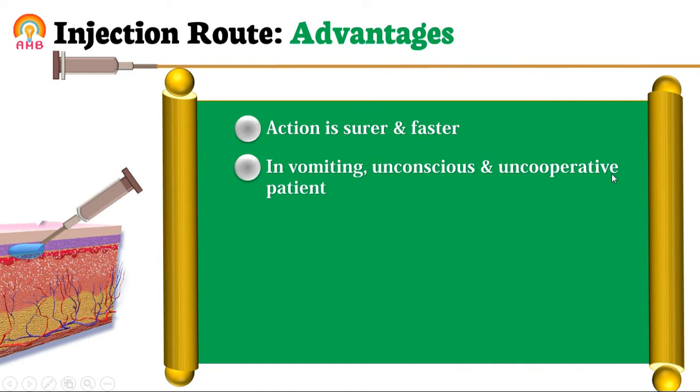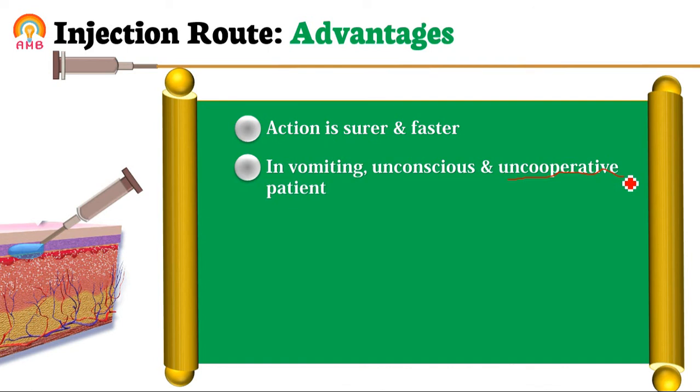So already we discussed in enteral routes or oral routes that we cannot give drug to an unconscious patient by oral route, but we can give injection to that unconscious person. So the injection route is useful in unconscious persons and uncooperative persons also. Uncooperative person, already we had discussed in enteral route or oral route, mostly the person or patient who is suffering from psychological illnesses.